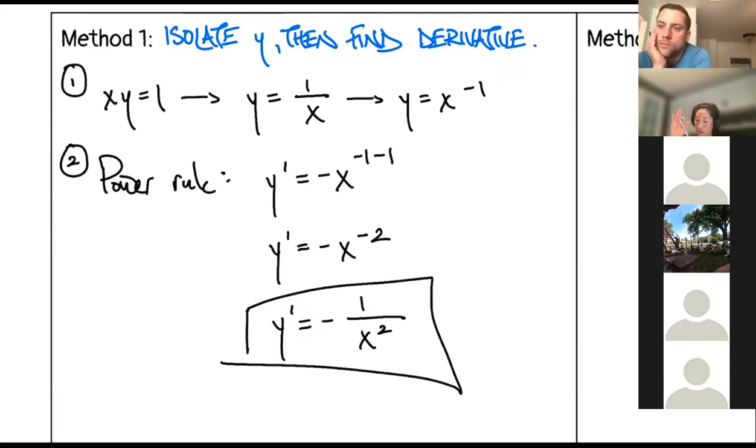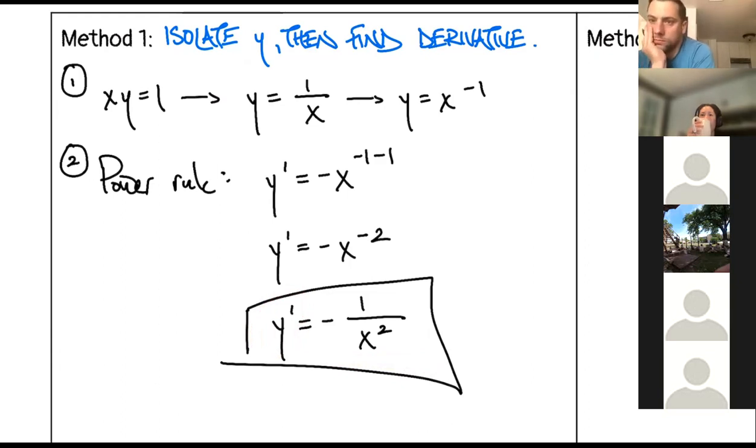So how are we feeling with this method? We solve for y, we take our derivative, we're really clear about our notation so that whatever we do on one side, we're doing on the other, and then we're rewriting our negative exponents. I see a couple thumbs up.